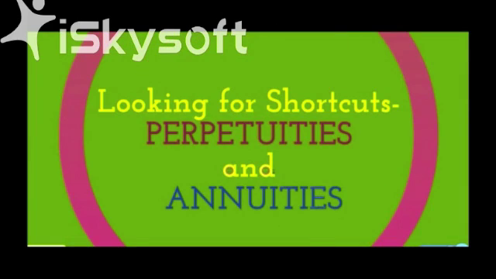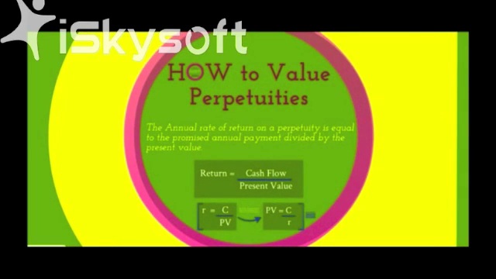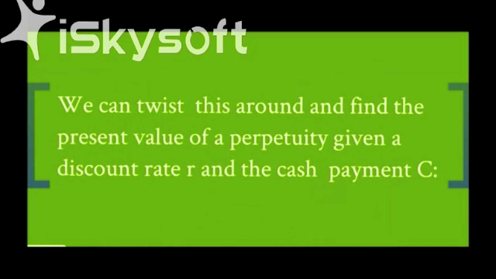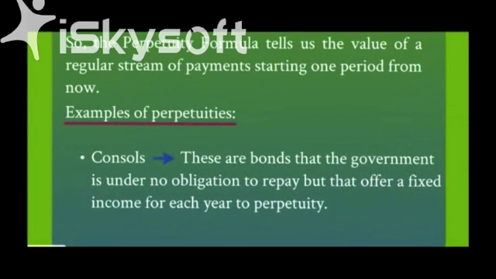Looking for shortcuts: perpetuities and annuities. How to value perpetuities. The annual rate of return on a perpetuity is equal to the promised annual payment divided by the present value. So the formula would be the return equals the cash flow divided by the present value. Now we can twist this around and find the present value of a perpetuity given a discount rate r and the cash payment C. So present value equals cash flow divided by r. The perpetuity formula tells us the value of a regular stream of payments starting 1 period from now.